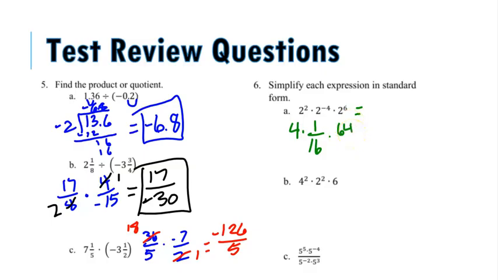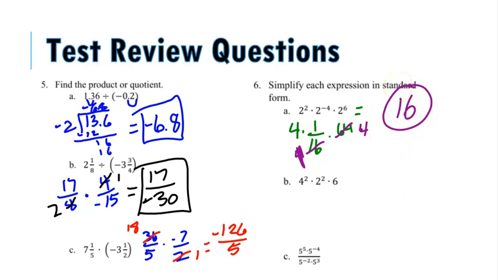And now I can simplify here. I know that 16 divided by 16 is going to be 1. And 64 divided by 16 is going to give me 4. Now I have 4 times 4, which is going to give us 16, and that's our answer.